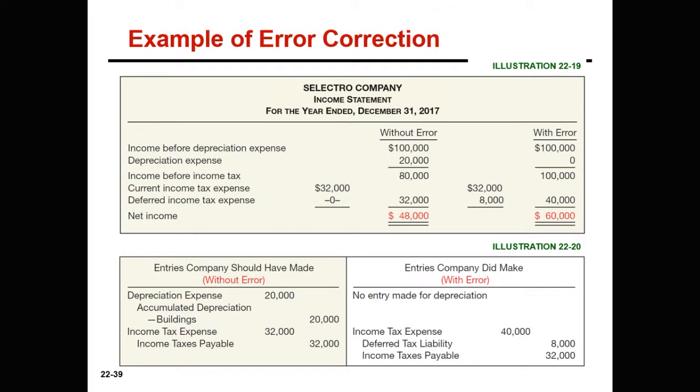So the entries the company did make was that they left off the depreciation, and they had an income tax expense of $40,000 with a deferred tax liability of $8,000 and income tax payable of $32,000. Without the error, what they should have done is they should have had the depreciation expense of $20,000, offsetting accumulated depreciation of buildings contra account of $20,000. They'd have then had a $32,000 income tax expense and $32,000 to income tax payable.